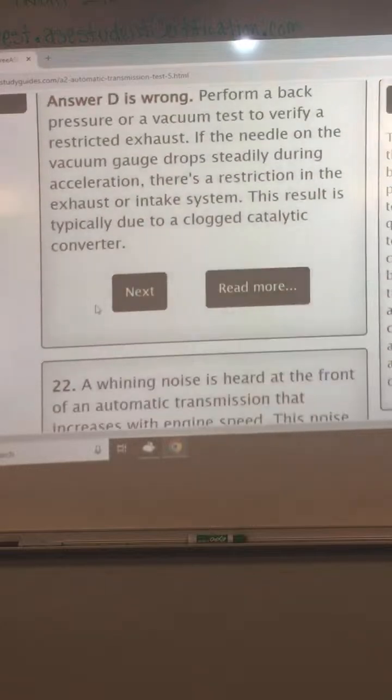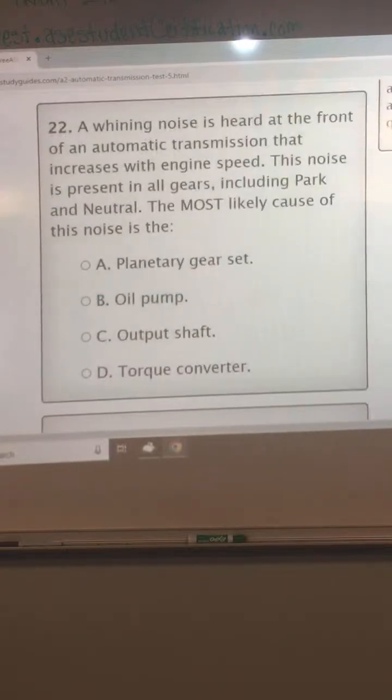Clutches are slipping. Okay. A whining noise is heard from the front of an automatic transmission that increases with engine speed. That noise is present in all gears, including park and neutral. The most likely cause of the noise is the torque converter. Yeah. Okay, we got a vote for torque converter.